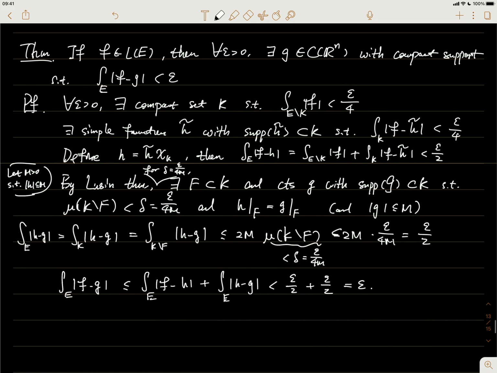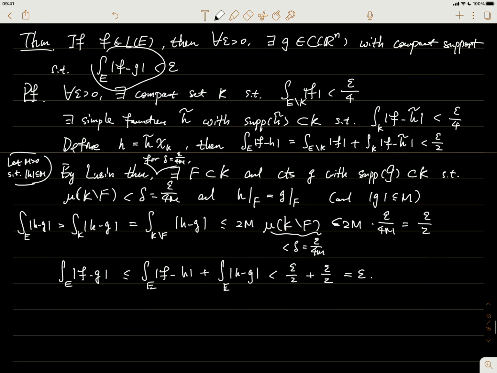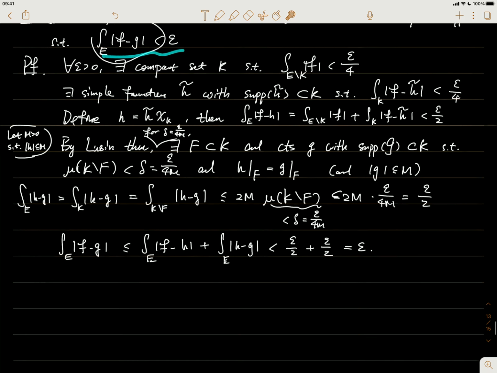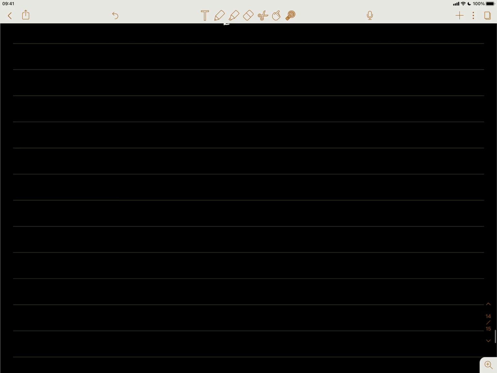So recall this theorem as we said. For any integrable function, we can find a continuous function with compact support such that the integral of the difference is arbitrarily small. Okay, or we can find some continuous function for which this holds. We're going to see the application of this in the later examples.